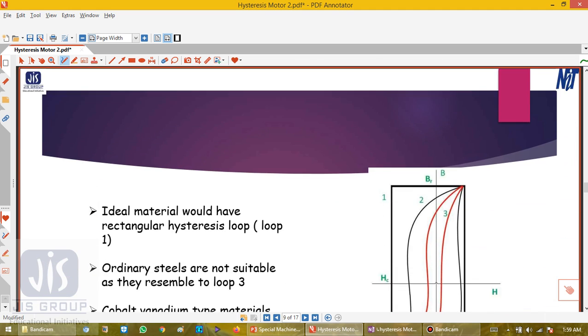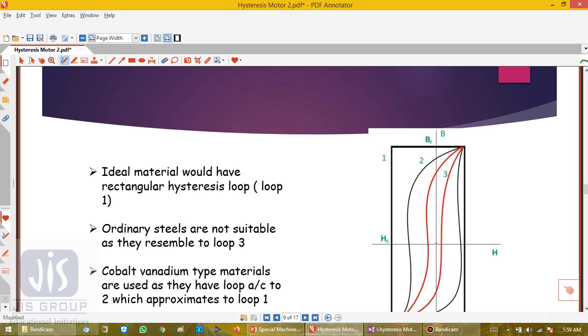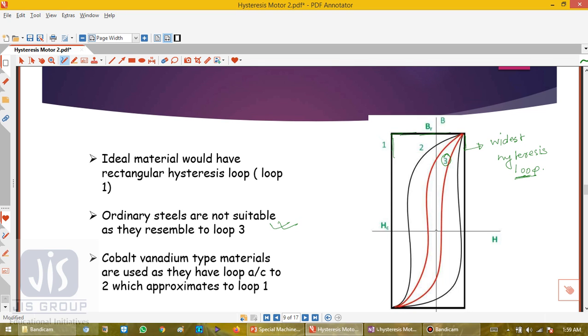So this is the ideal material. It has a rectangular hysteresis loop. This is the widest hysteresis loop. Ordinary steels are not suitable as they resemble loop 3. So loop 3 resembles ordinary steel. Cobalt vanadium type materials are used as they have this loop.